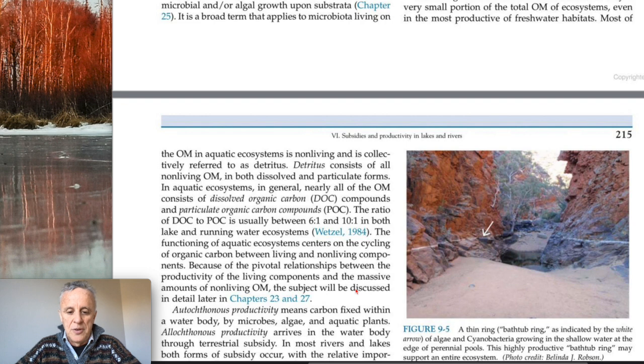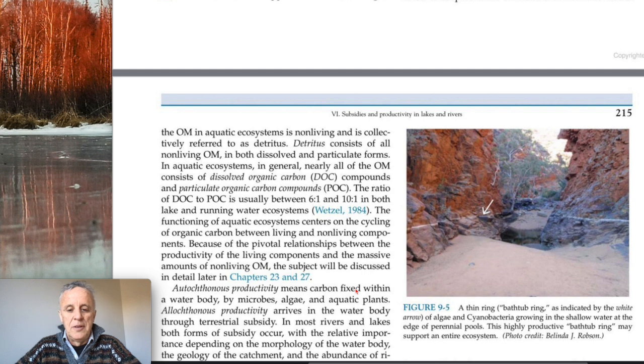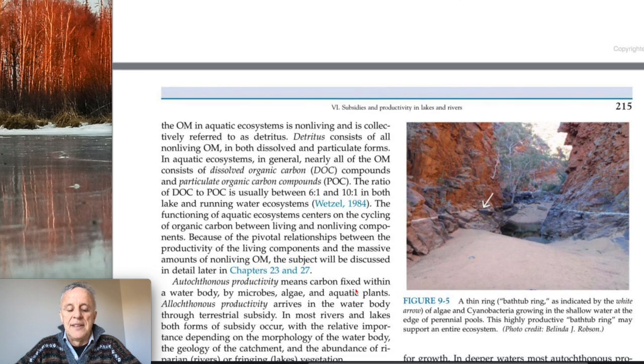In aquatic ecosystems in general, nearly all of the organic matter consists of dissolved organic carbon, DOC, compounds, and particulate organic compounds, POC. The ratio of DOC to POC is usually between 6:1 and 10:1 in both lake and running water ecosystems. The functioning of aquatic ecosystems centers on the cycling of organic carbon between living and non-living components. Because of the pivotal relationship between the productivity of the living components and the massive amount of non-living organic matter, the subject will be discussed in detail in these chapters.